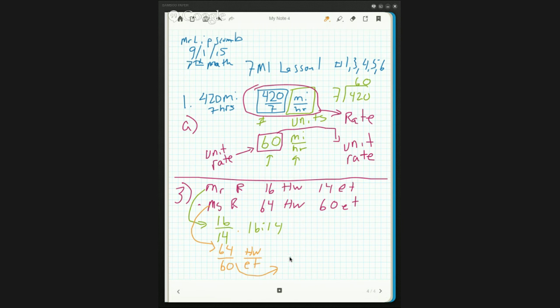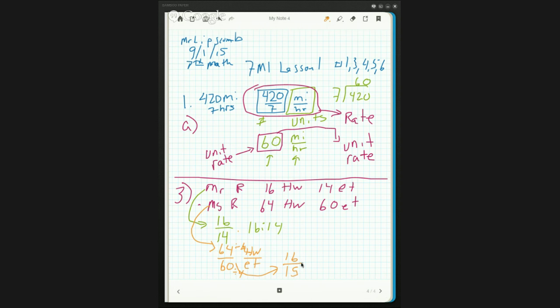So the first thing I'm going to do is simplify this down. I notice that both of these can be divided by 4. If we divide 64 by 4, we get 16, and if we divide 60 by 4, we get 15. These are equivalent fractions because all I've done is divide the top and bottom by 4. Pardon me if that's a little hard to read.